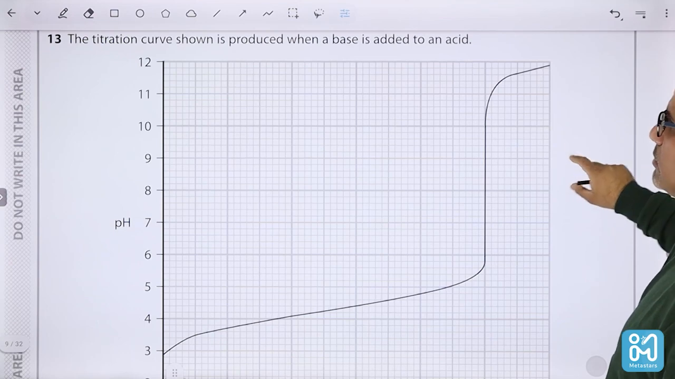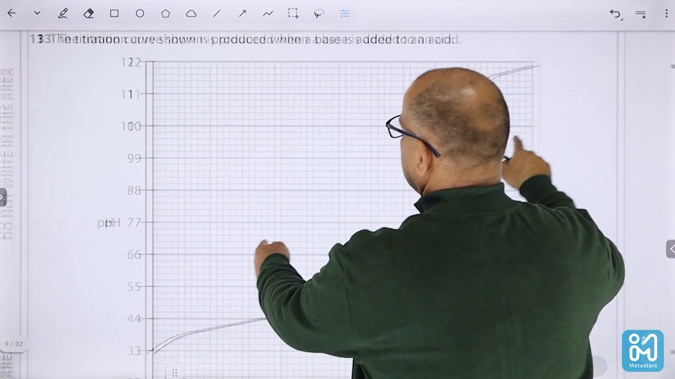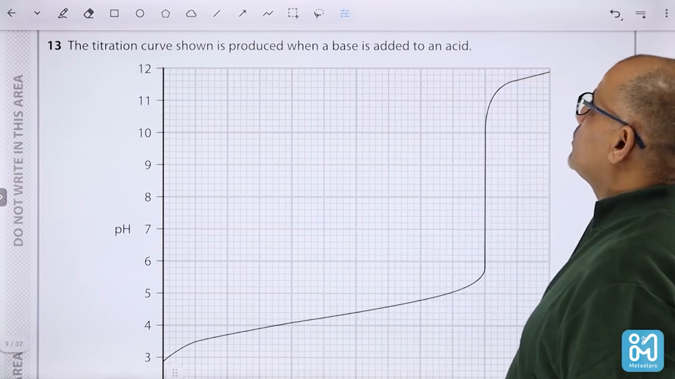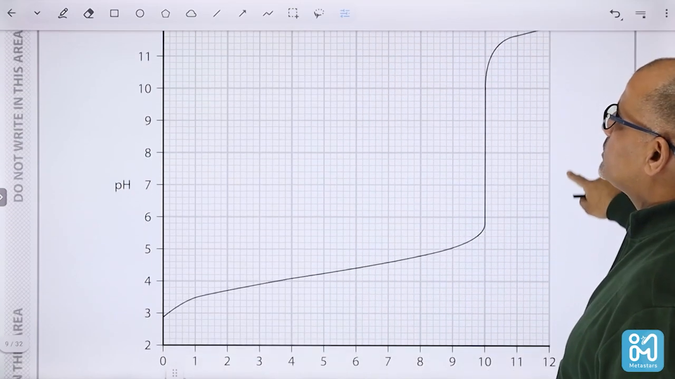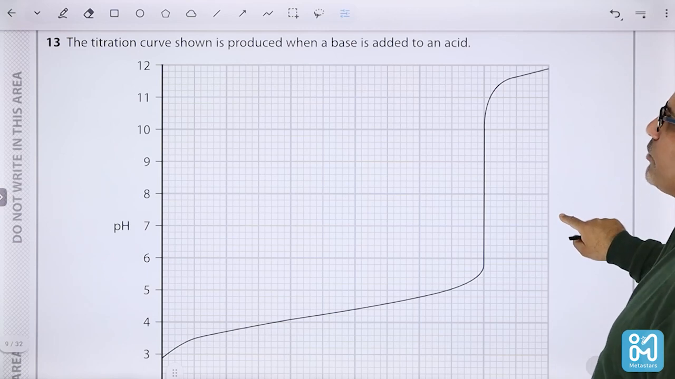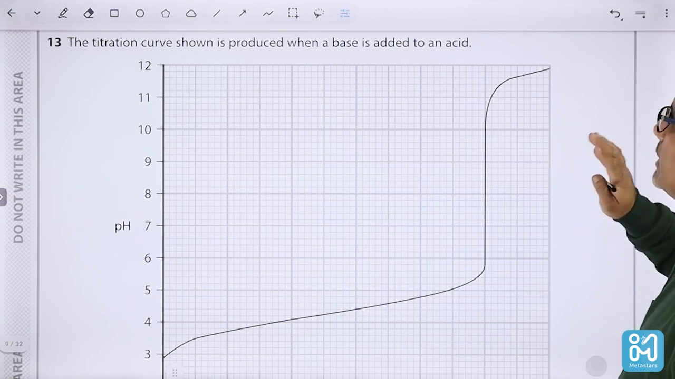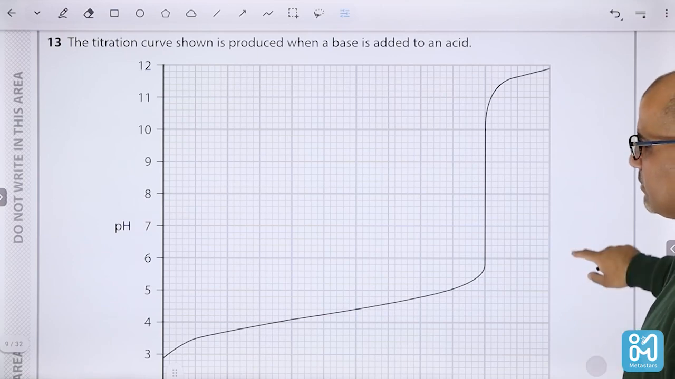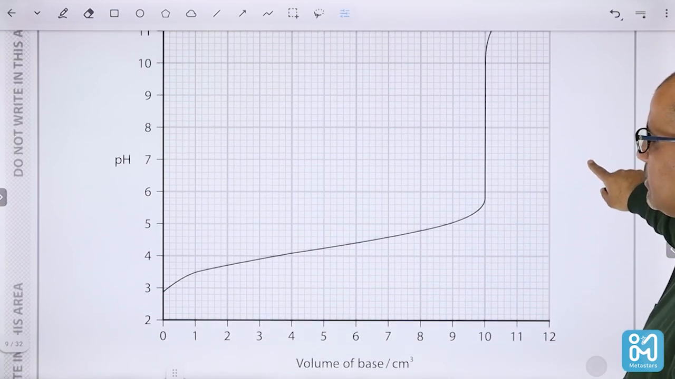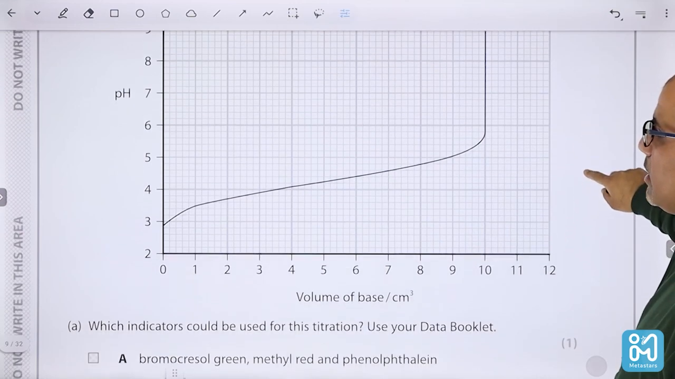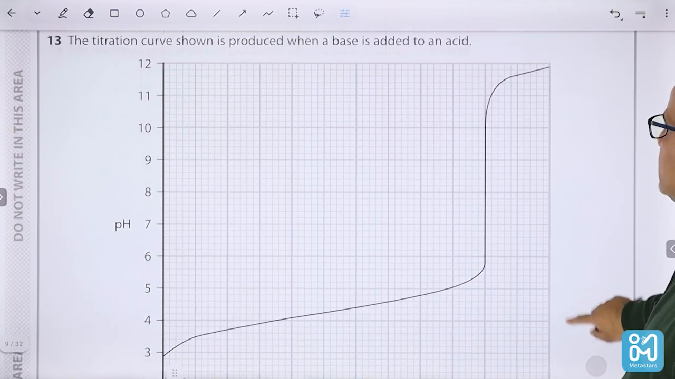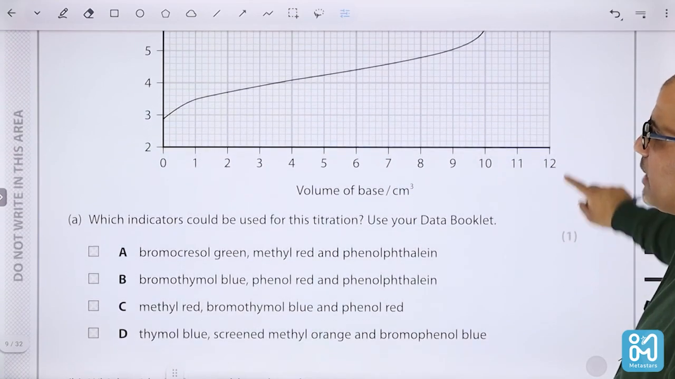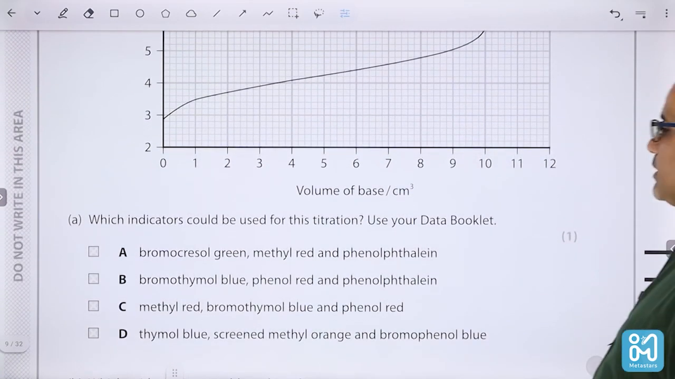Now, for question 13, you will see that the titration curve shown is produced when the base is added to an acid. As you can see, the pH started from 3 and finished at around 12. Which indicators could be used for this titration?